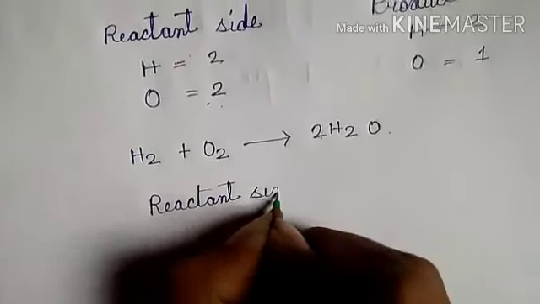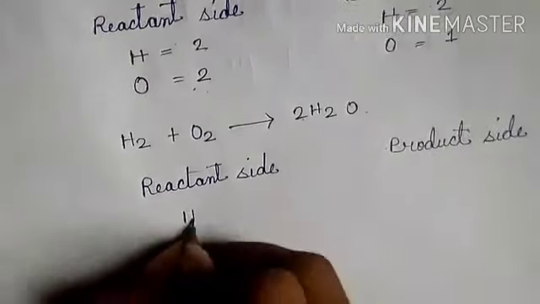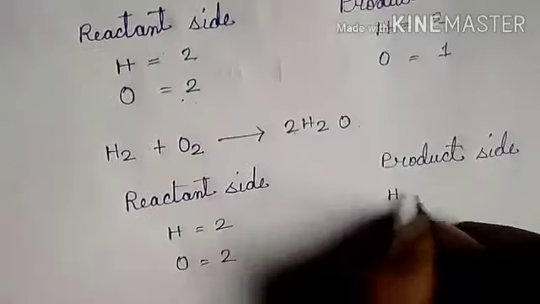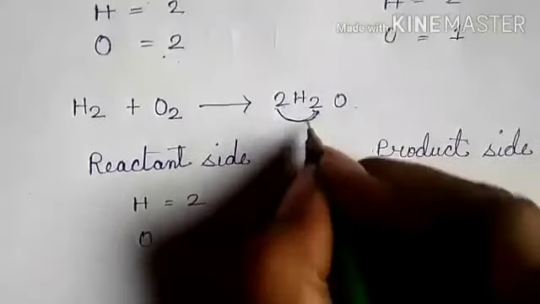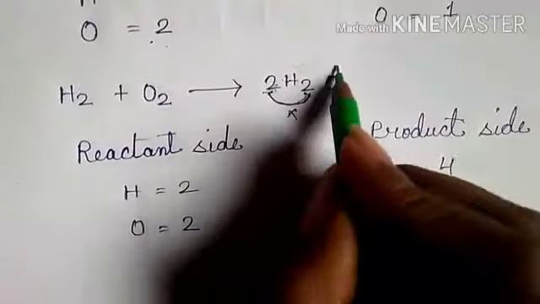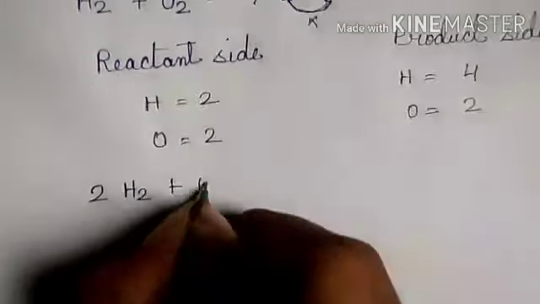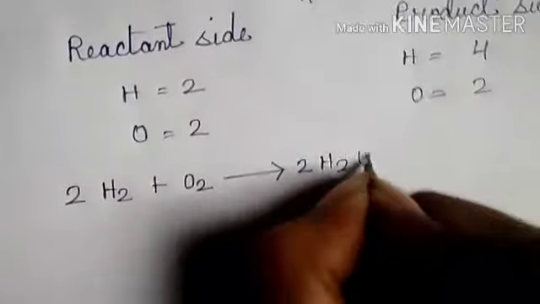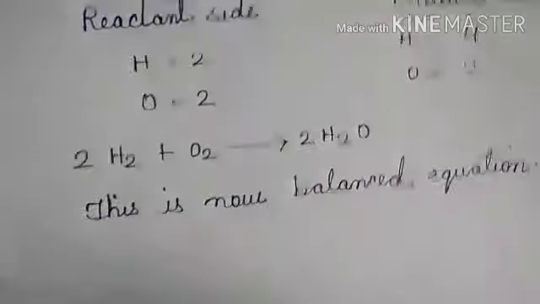Now we see the number of atoms on the reactant side and the product side. On the reactant side there are 2 hydrogen atoms and 2 oxygen atoms, and on the product side there are 2 and 2, which get multiplied. Now on the product side there will be 4 hydrogen atoms and 2 oxygen atoms. To make it balanced, what will we do? We will add 2 on the reactant side. Now 2H2 plus O2 gives 2H2O. This is our balanced equation.